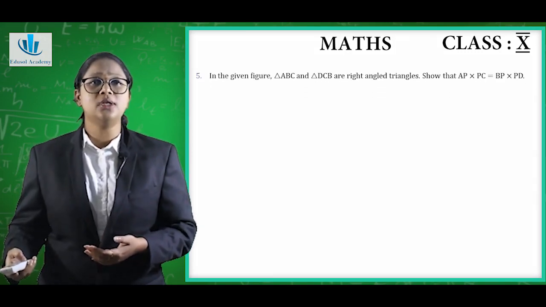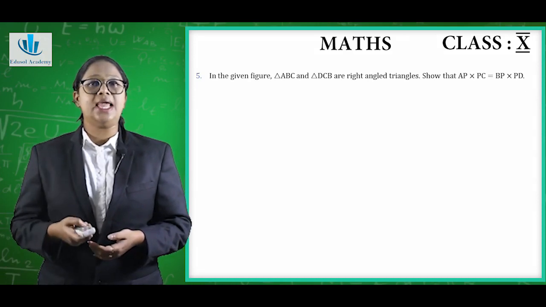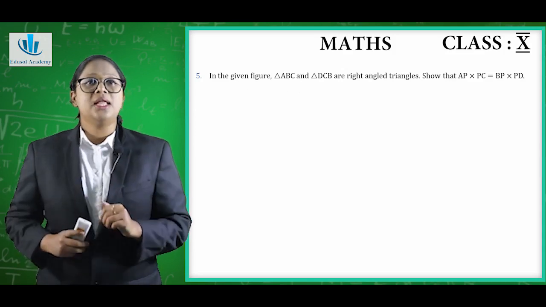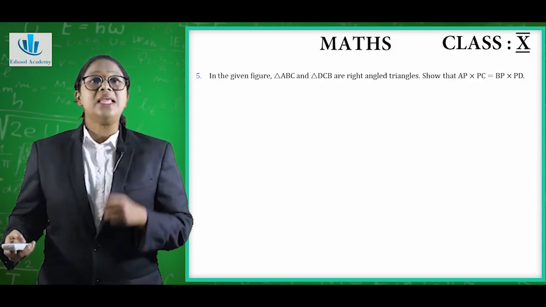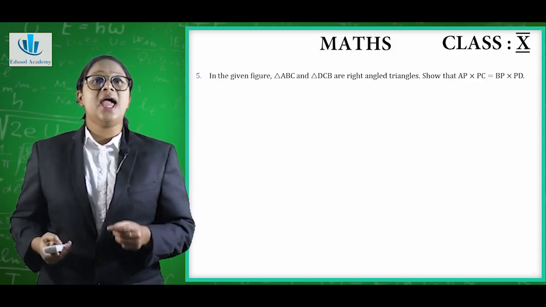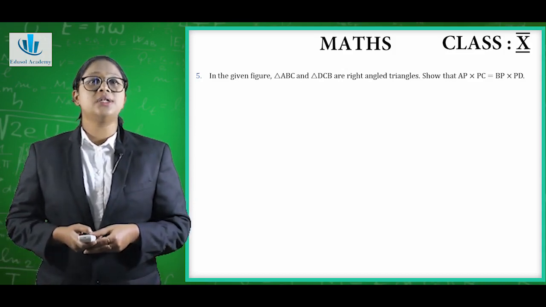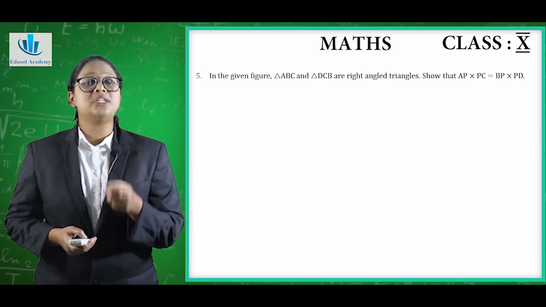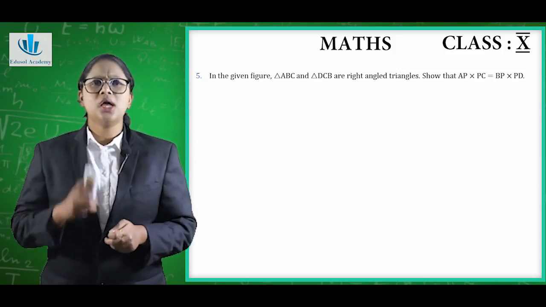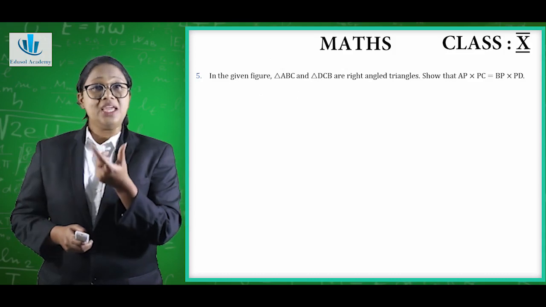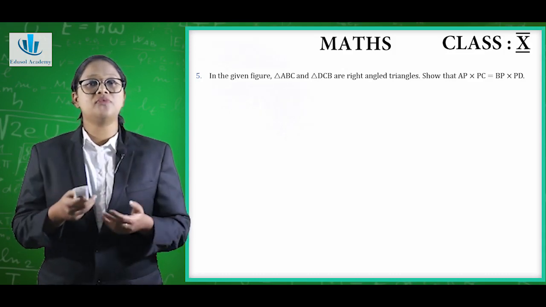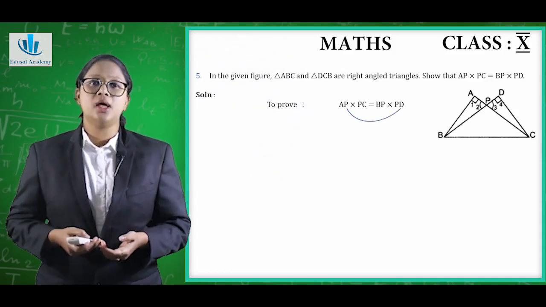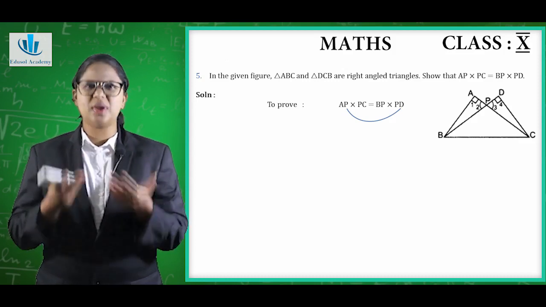Moving on to the next question, we can see two triangles ABC and DCB standing on the same base BC. Let's have a look at it. The question says, in the given figure, triangle ABC and triangle DCB are right-angled triangles. Show that AP into PC is equal to BP into PD. Now, look at the concept that we have to prove. It's written in the form of a product, right? AP into PC is equal to BP into PD. We are not so familiar with that. We are only familiar with ratios, right?